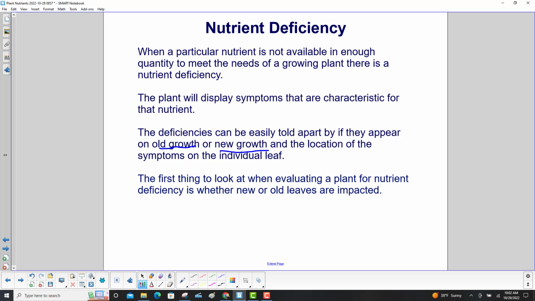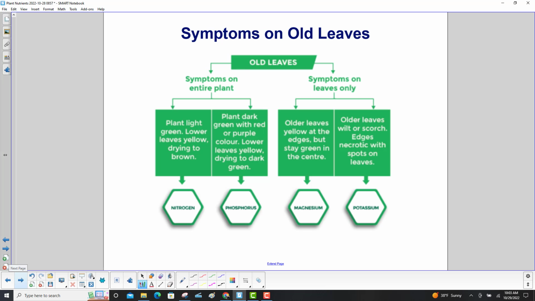The first thing to look at when evaluating a plant for nutrient deficiency is whether new or old leaves are impacted. Here's a chart that shows the symptoms on old leaves. So first of all, if the symptoms are on the entire plant and the plant is light green, the lower leaves are yellow, and they're drying to brown, you have a nitrogen deficiency.